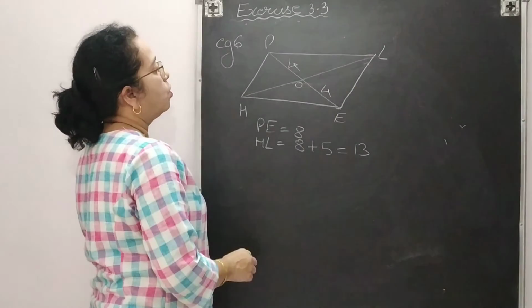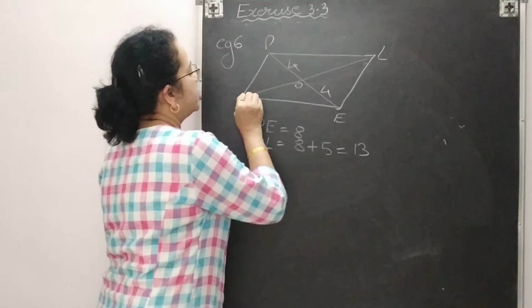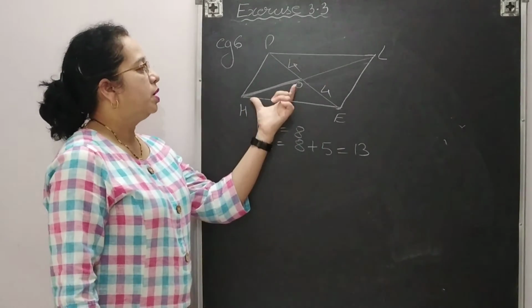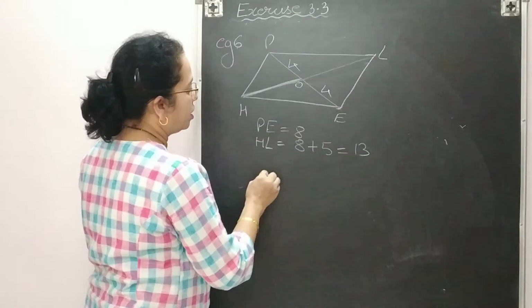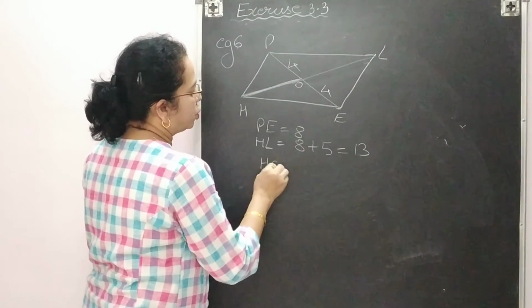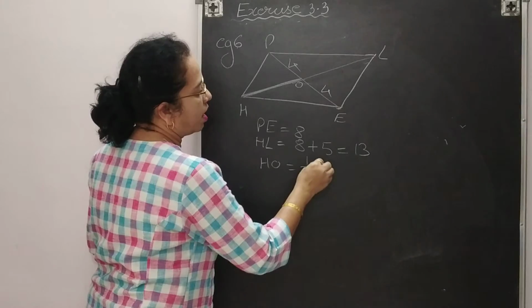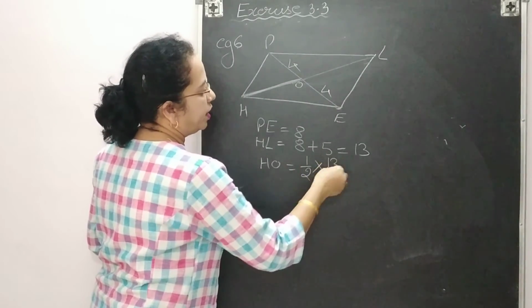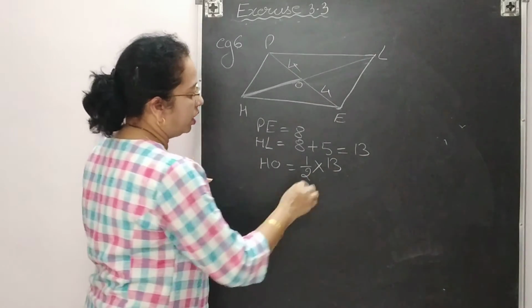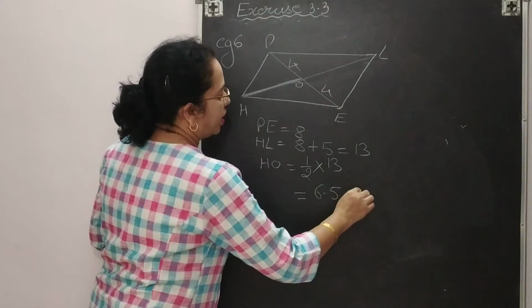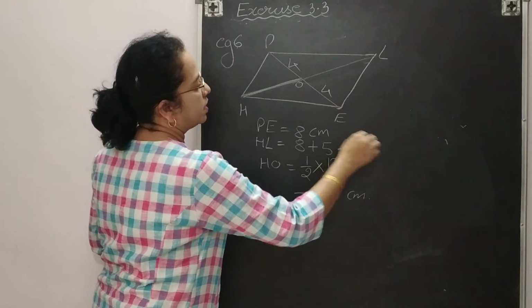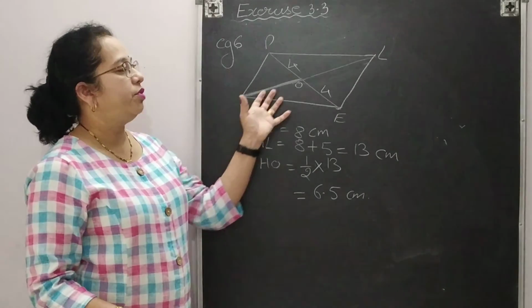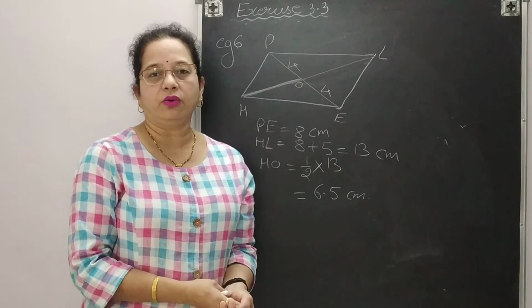Now you need to find OH. Only this much distance you need to find. So again this is the diagonal of a parallelogram. So diagonals bisect each other. Again you will write down the same thing. So HO bisect means just half of 13, or you can say 1 by 2 into 13. So half of 13 will give you 6.5. Wherever units are there, writing the unit is compulsory. It's a good question, a very easy question. Here we are using all the properties of a parallelogram.